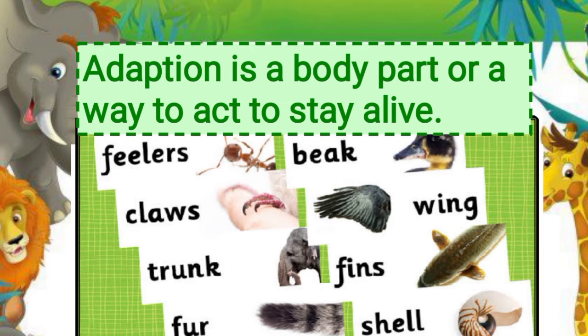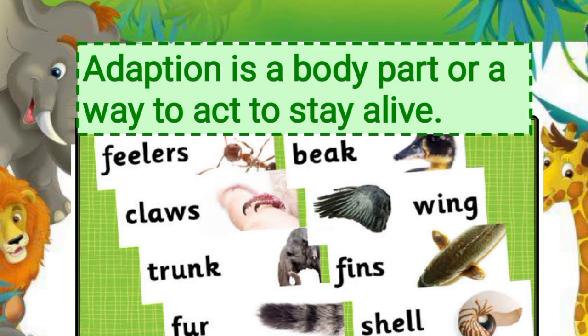So, let's understand what adaptation is. An adaptation is a way an animal's body helps it to survive or live in its environment. Animals depend on their physical features to help them obtain food, keep safe, and build homes. And these physical features are called physical adaptation.